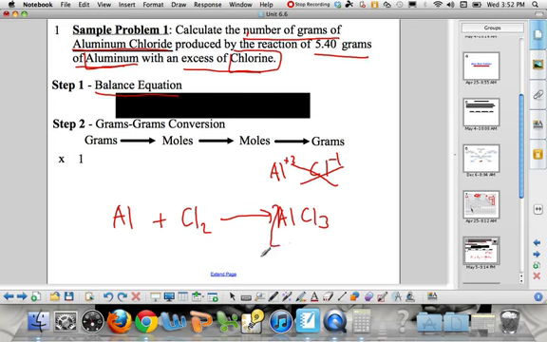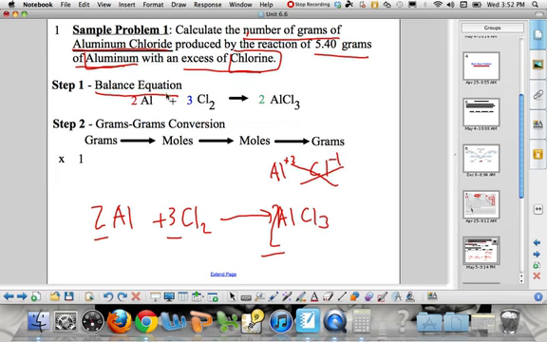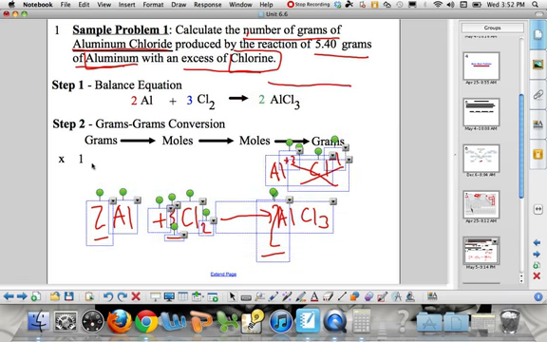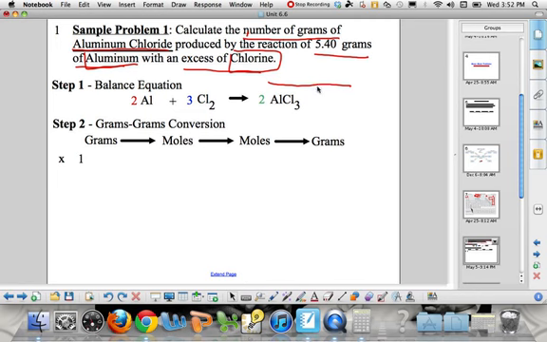To do that, I'm going to put a 2 in right there. That gives me 6 chlorines. To do a 6 on this side for the chlorine, I'll put a 3 in right there. That gives me 6 chlorines. This 2 also gave me 2 aluminum, so I need to put a 2 in front of my aluminum in this equation as well, and that's my balanced equation. Let's make this look a little neater. So first step was to balance the equation. We've got our balanced equation right there to start out with.